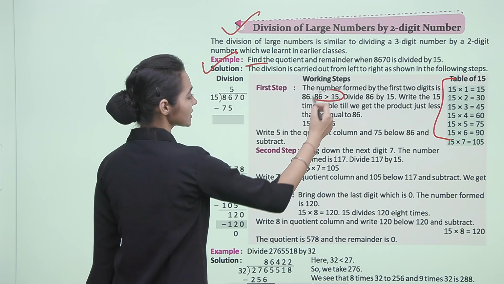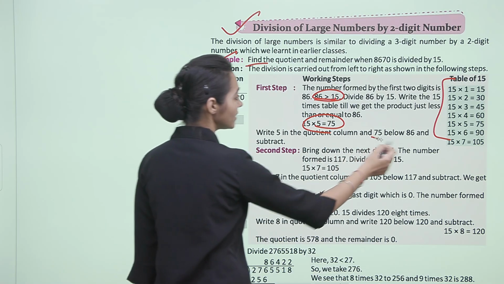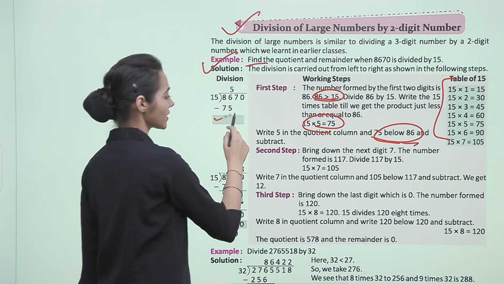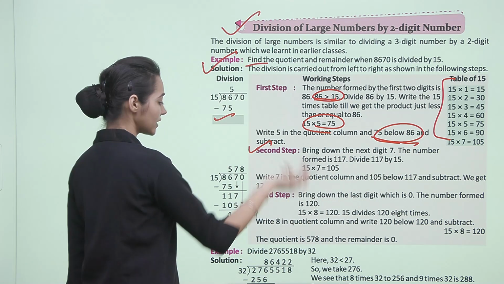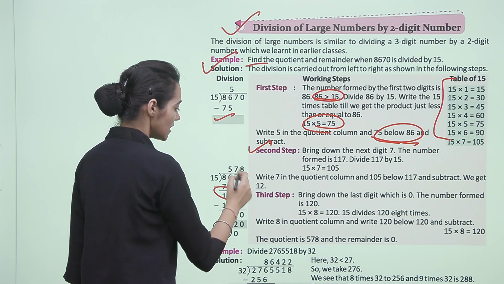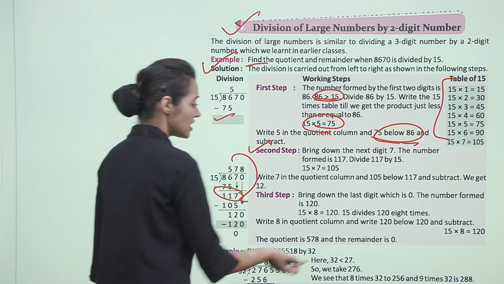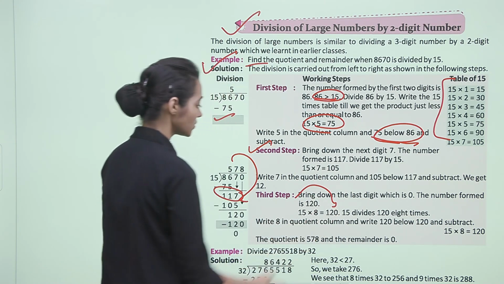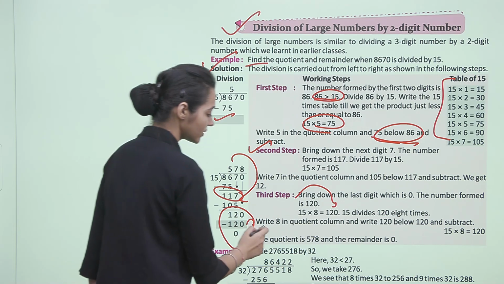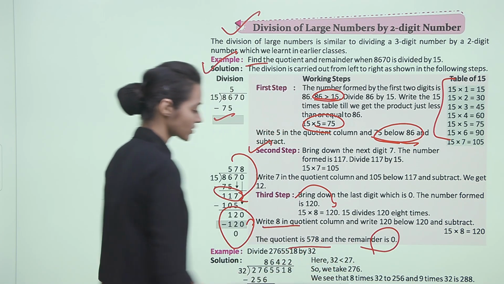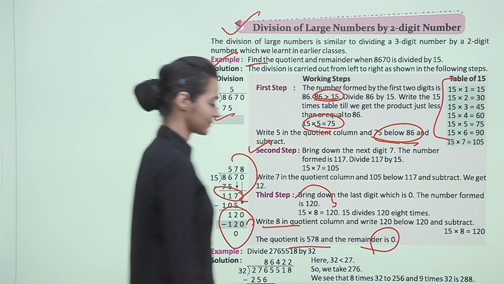So we know that 86 is greater than 15. Now 75 is below 86, so we will subtract it. In the second step we will bring down 7, so it becomes 107, then 15 sevens are 105. After that we will bring down 0, then it becomes 120 and we get our remainder as 0 and quotient as 578.